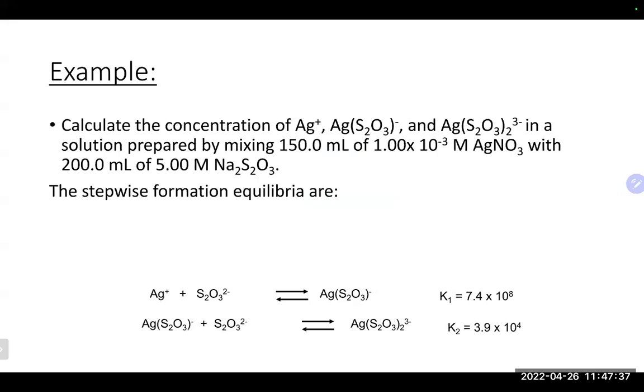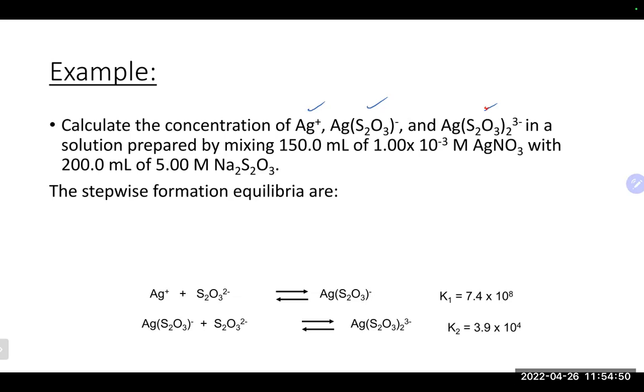In this case, we're not going to keep the volume equal or anything like that. So go ahead and see what you come up with. This is a stepwise formation. We've got the 2 steps there on the bottom with the K values for each step. We're looking for the concentration of everybody at equilibrium: silver, our intermediate, and our complex ion. If we take 150 milliliters of 1 times 10 to the minus 3 molar silver nitrate, and we mix it with 200 milliliters of 5 molar sodium thiosulfate. All right, so give it a try, see what you come up with.